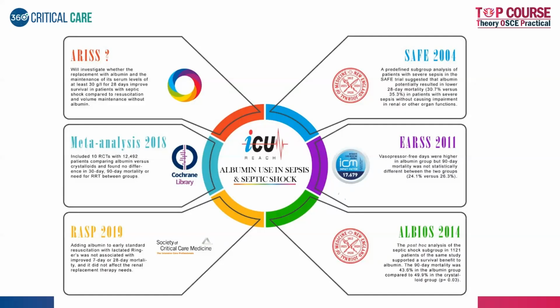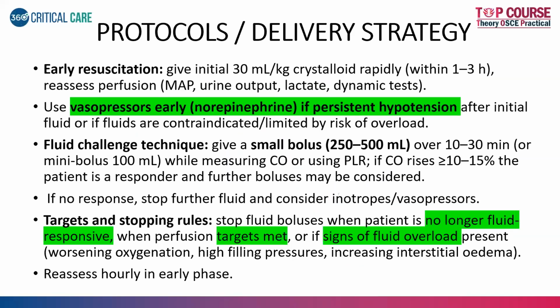What is the advantage of albumin? One, it maintains the effective colloid oncotic pressure, intravascular volume is maintained, and probably organ perfusion is better, making complications like AKI reduce. Okay, this is about albumin as a fluid. So we talked about volume of fluid, type of fluid. Now we come to the next part of fluid therapy in sepsis, that is protocols.